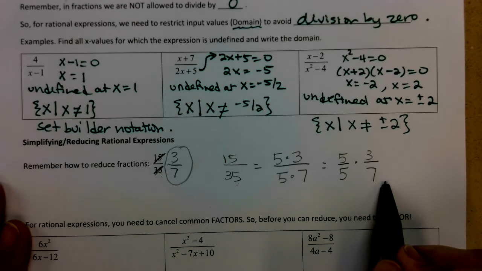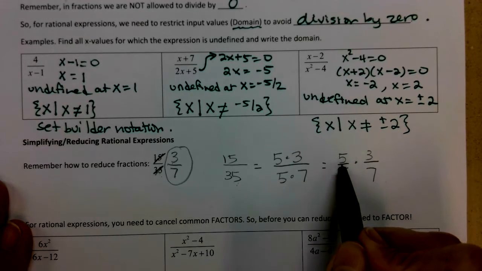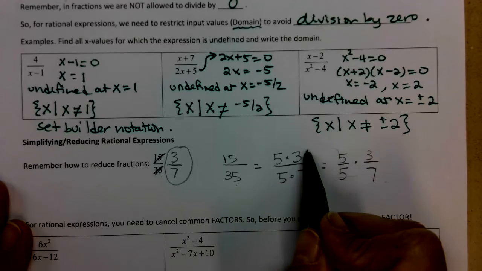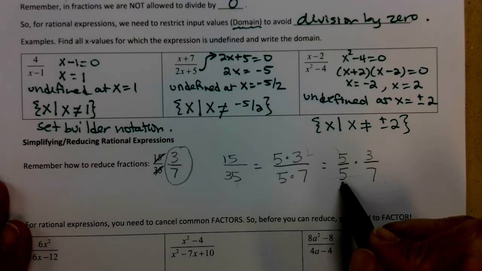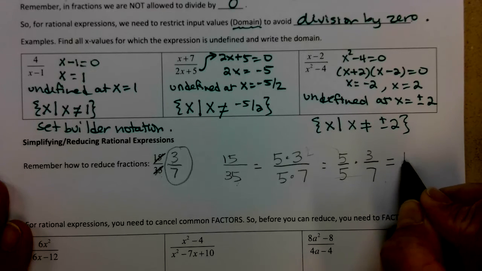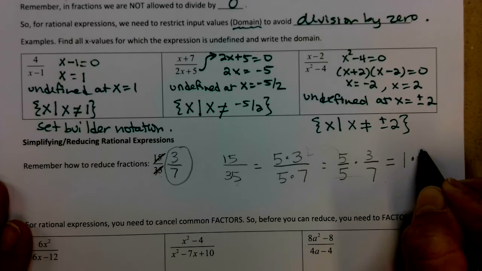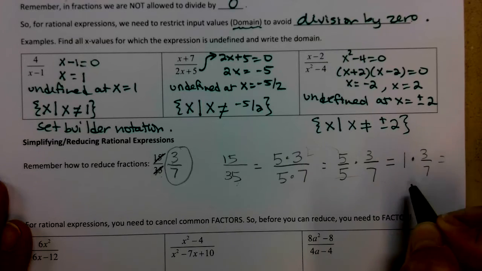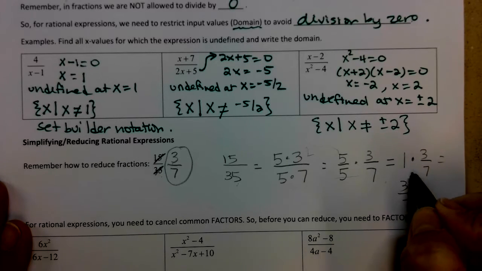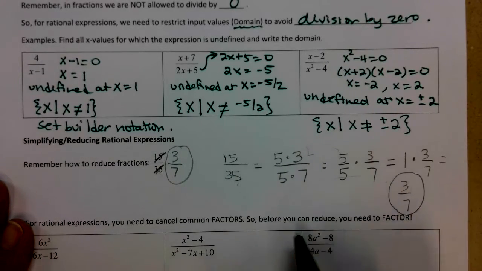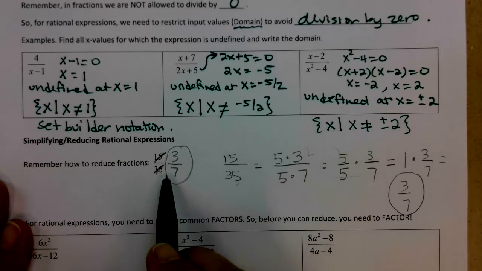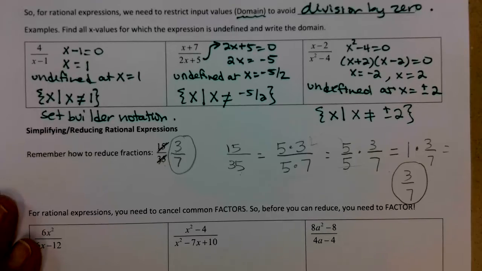It kind of feels like an odd step going that way, but if you were multiplying, remember fractions multiply across, so we can get back. But don't go back, because 5 over 5 is the same thing as 1, and 1 times 3/7 is 3/7. So that's why we're able to do what some of us just do automatically.